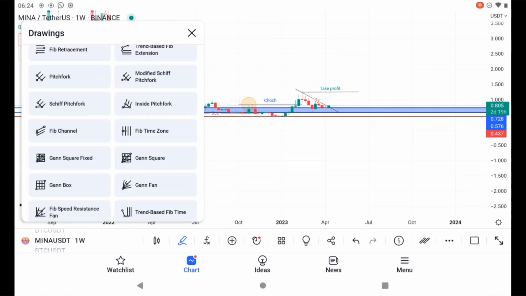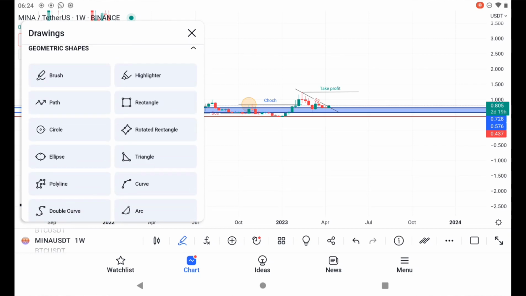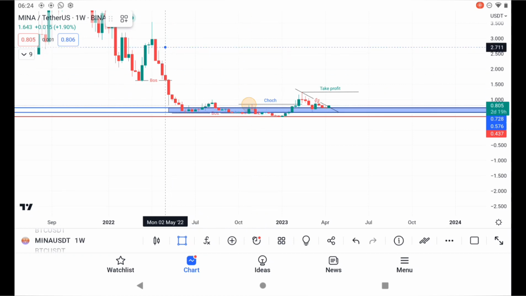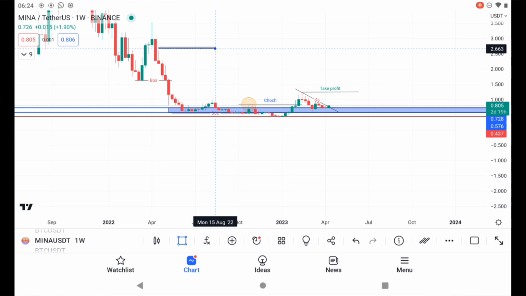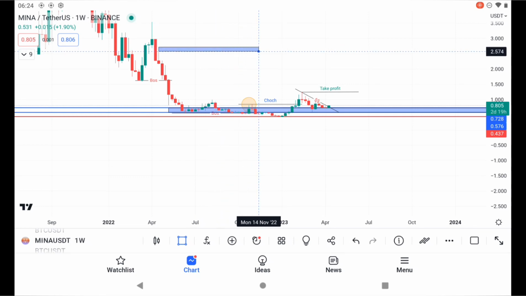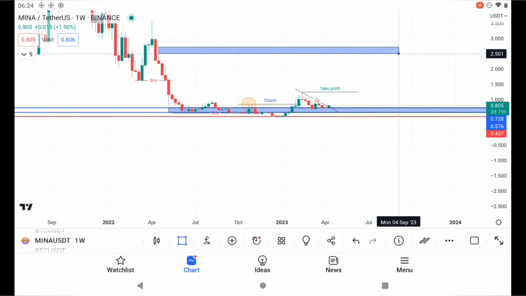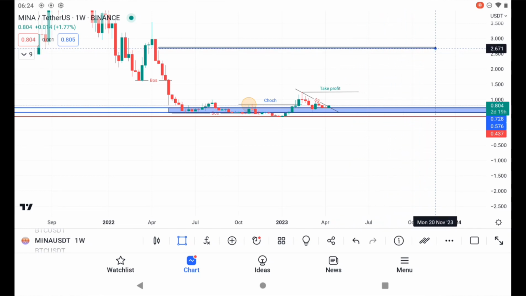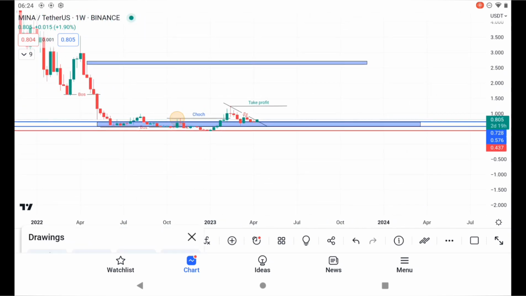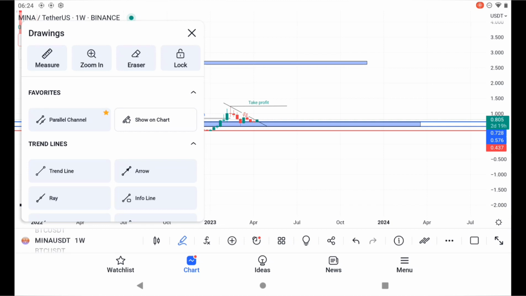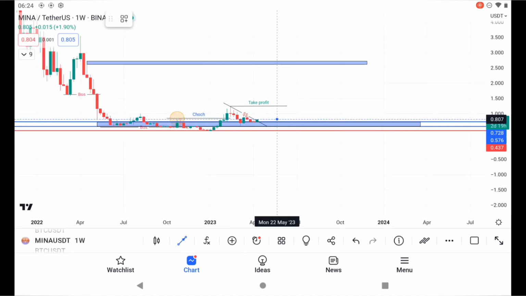You see how trading has been made so easy. First things first, just go over to your weekly time frame. That's all you need to do. You can see we have a fair value gap somewhere around here at around 2.6. So the next target for this coin will be around 2.6.